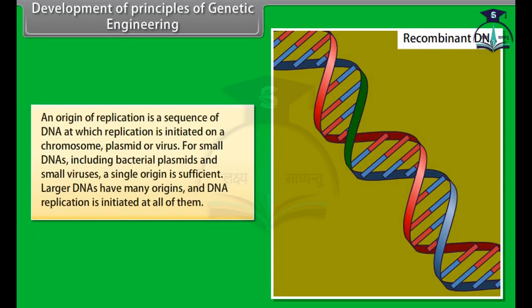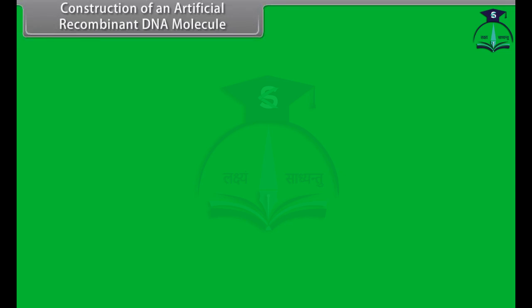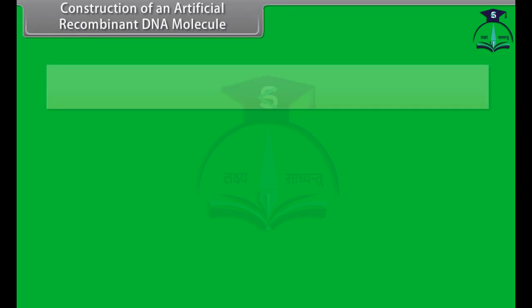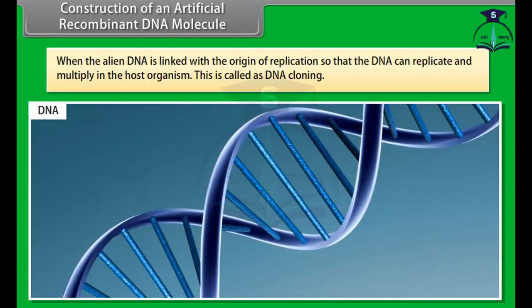An origin of replication is a sequence of DNA at which replication is initiated on a chromosome, plasmid, or virus. For small DNAs, including bacterial plasmids and small viruses, a single origin is sufficient. Larger DNAs have many origins, and DNA replication is initiated at all of them. Construction of an artificial recombinant DNA molecule. When the alien DNA is linked with the origin of replication, so that the DNA can replicate and multiply in the host organism, this is called as DNA cloning.